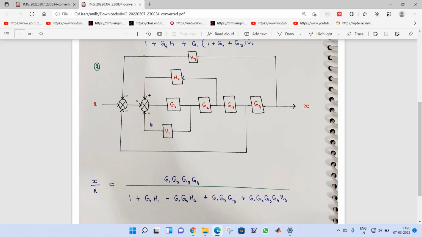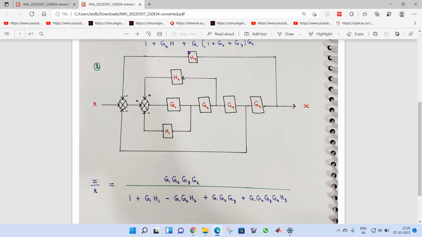Now I'll write this loop. I need to multiply with minus, so overall I have minus. Now I have g1, g2 and h2. Now I'll write this loop. I need to multiply with minus, and minus into minus is plus, which I have written here. Now in this loop I have g1, g2, g3, so these terms I have written here.